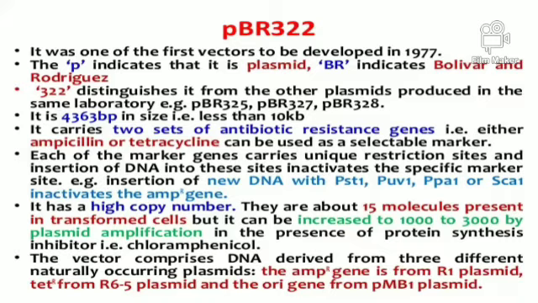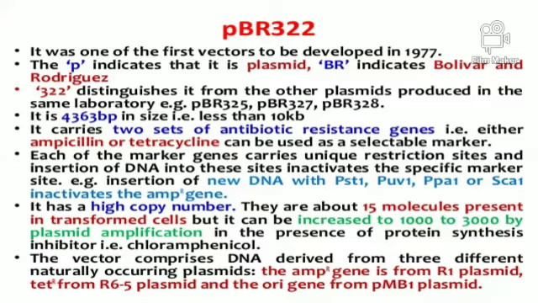Each of the marker genes carries a unique restriction site, and insertion of the DNA into this site inactivates the other specific marker site. So once you are interested in inserting a DNA into the vector, at that time you have to choose one of the markers, that is ampicillin or tetracycline. If you choose ampicillin as a marker, then you have to insert your DNA into that site, and at the same time the other marker must be inactivated. So only the inserted gene works with that unique restriction site.